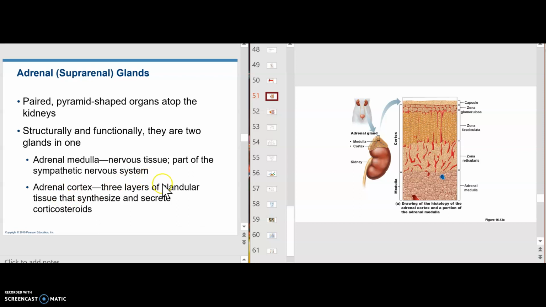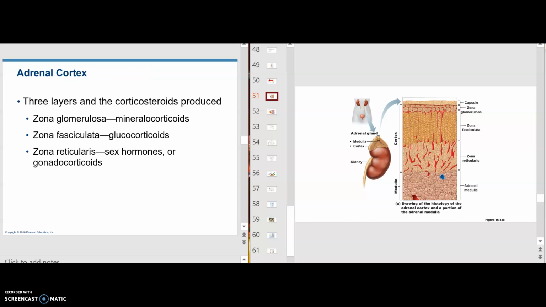The adrenal cortex has three layers, but all of the hormones secreted from the cortex are steroids. So collectively, they are called the corticosteroids. Okay? We'll go a little further. The three layers of the cortex are called the Zona Glomerulosa, Zona Fasciculata, and Zona Reticularis. And then here's the medulla, but that's a different area.